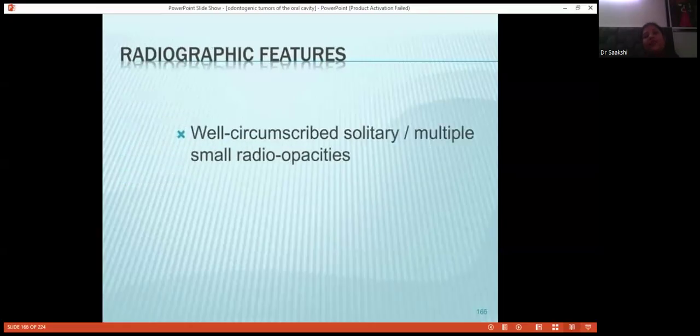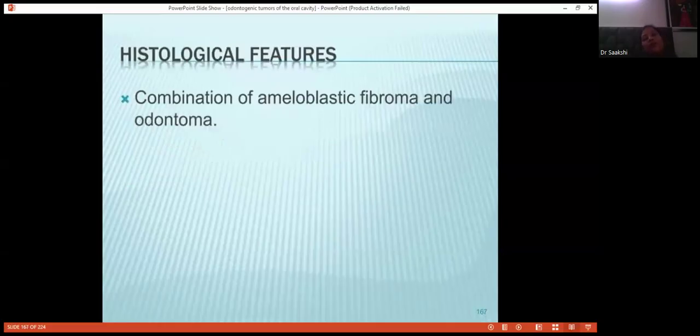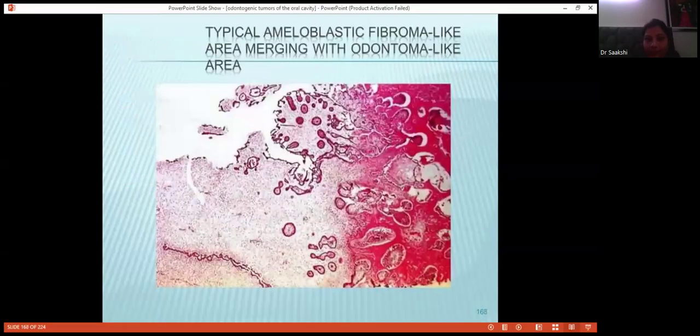So radiographically, it shows well circumscribed solitary or multiple small radiopacities. Histologically, it shows a combination of the ameloblastic fibroma and odontomas. So as you can see in this picture, it's a typical ameloblastic fibroma-like area, which is merging with the odontoma-like area. So this area is the ameloblastic area, and this is your odontoma-like area.